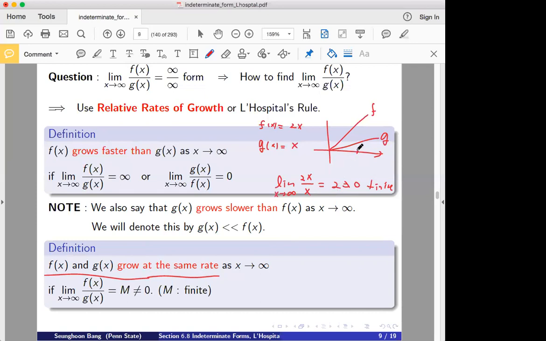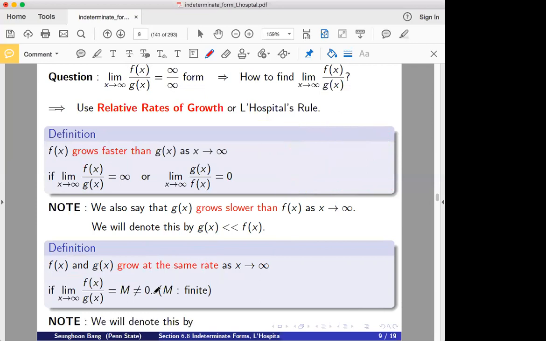The x value is here. You can calculate. This length is the same as this length. What's the ratio? 1 to 2. You can choose this point and draw the same length. The ratio is 1 to 2. It's relatively the same rate, always 1 to 2. So this is the definition. Note, we'll denote this by a bridge symbol. So f of x and g of x grow at the same rate. We can use this notation.